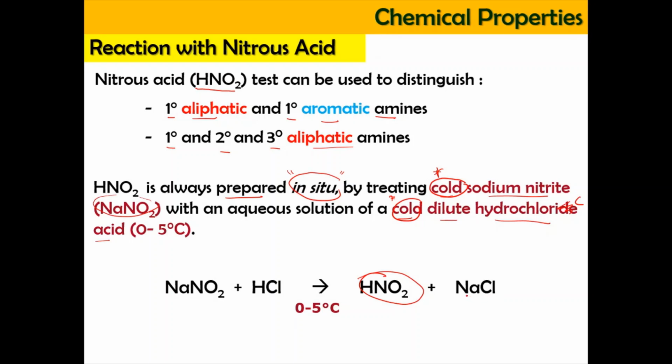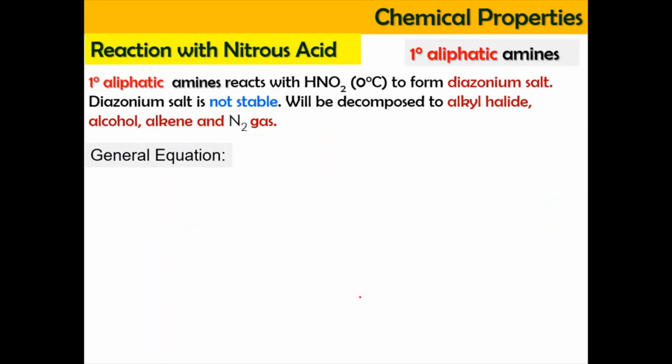Okay, and now we're going to see the reaction of the aliphatic amine with the nitrous acid. So the primary aliphatic amine is going to react with the nitrous acid at low temperature, which is 0 to 5 degrees Celsius, in order to form the diazonium salt. The diazonium salt is basically unstable, and hence it will be decomposed further in order to produce alkyl halides, alcohol, alkene, and nitrogen gas. So they're going to form 4 different products.